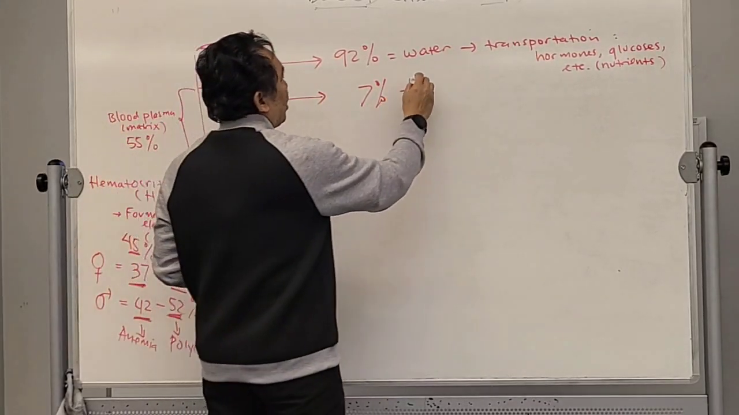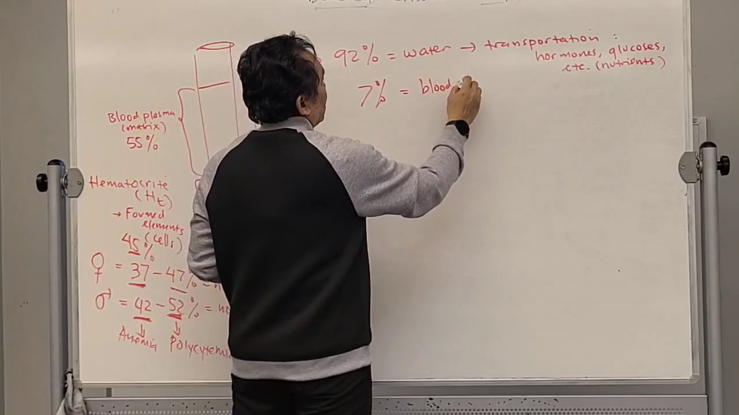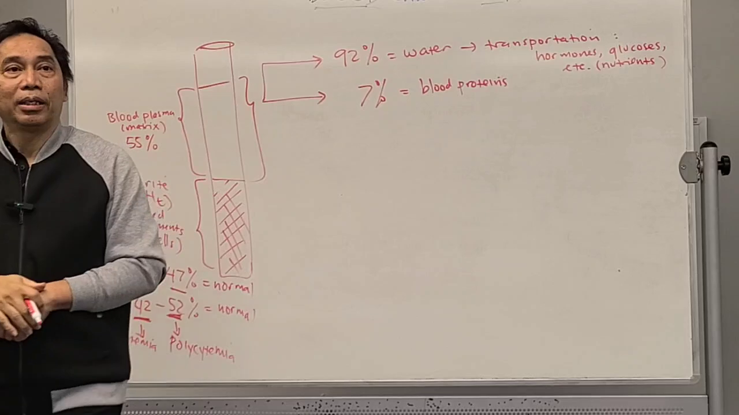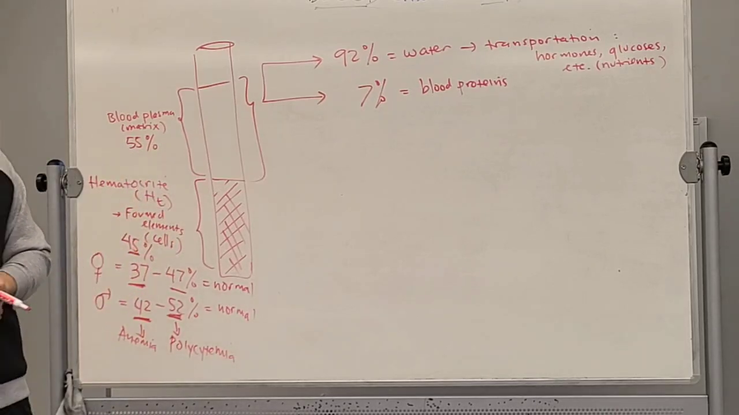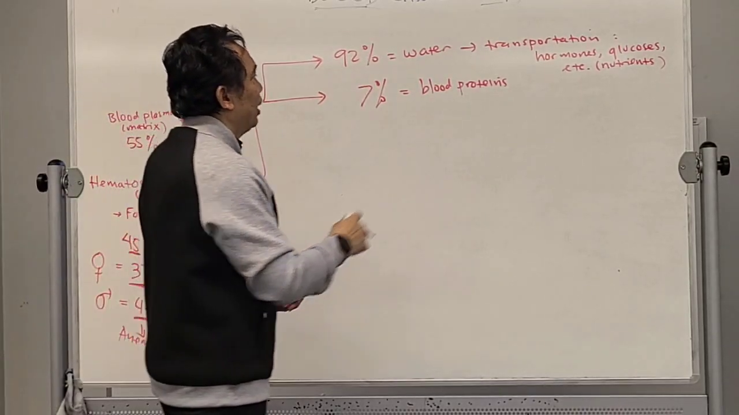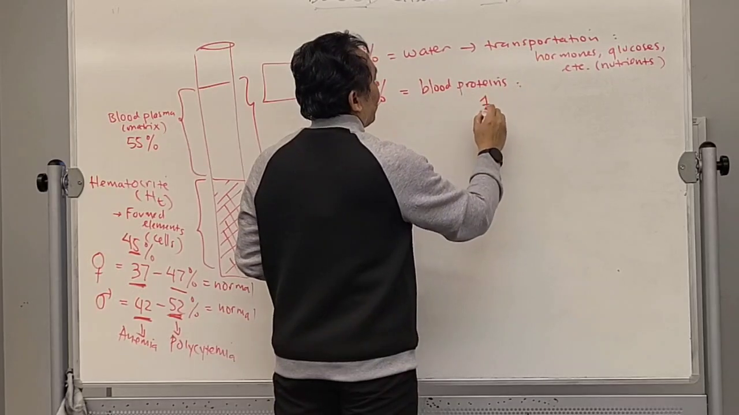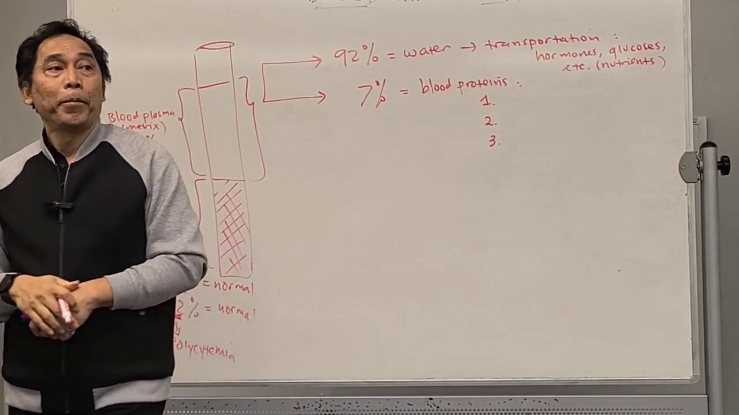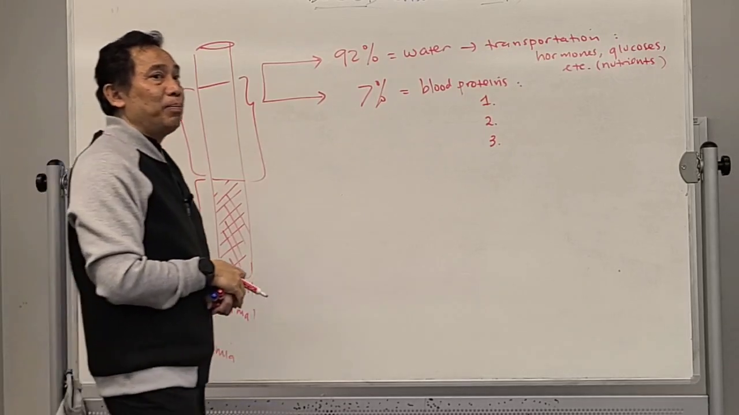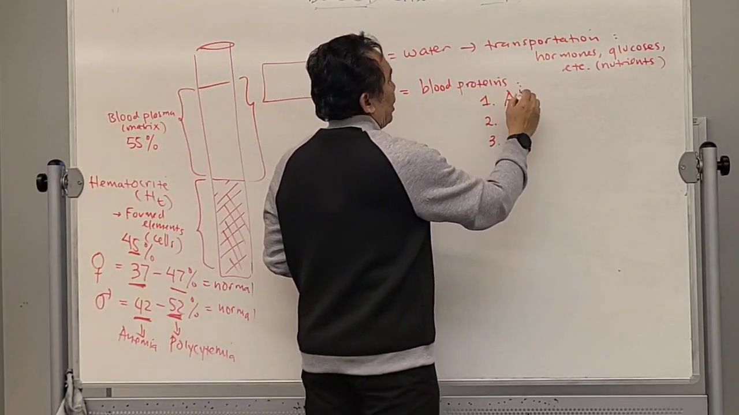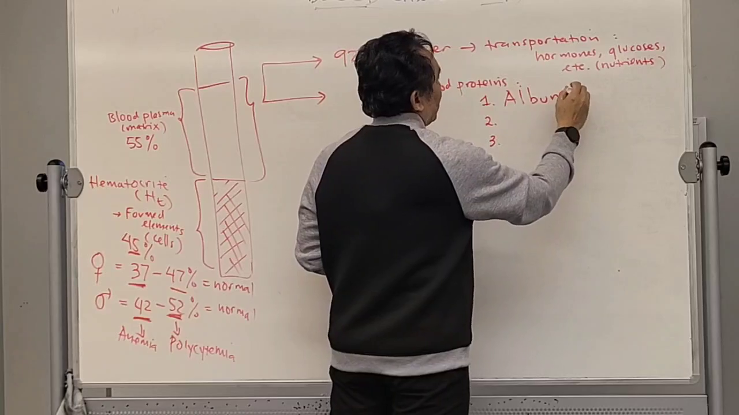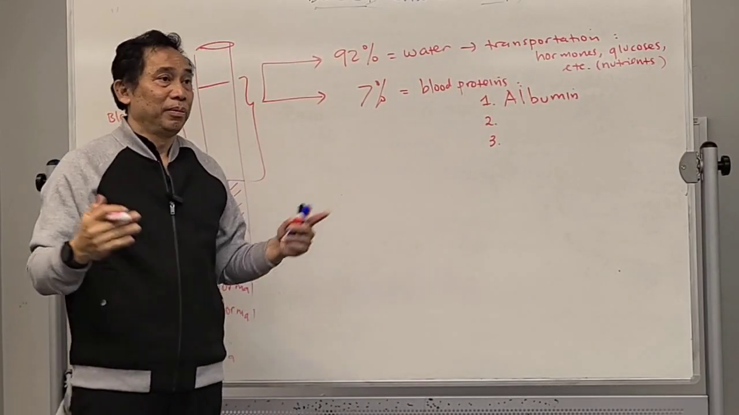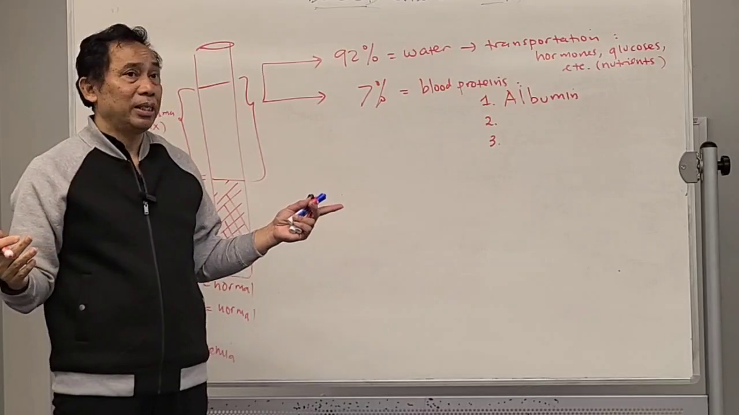Is called the blood proteins. Okay, the blood proteins. There are 3 types of blood proteins in the plasma. The first one is called albumin. Albumin is the most abundant one. I put them based on abundancy. Albumin is the most common type of protein in the blood.